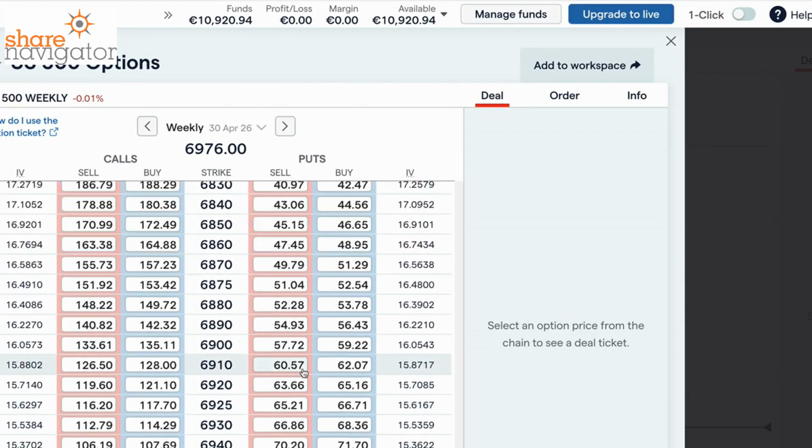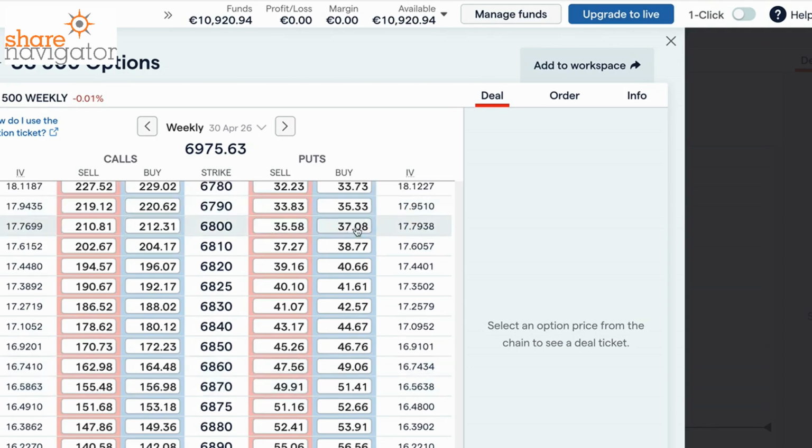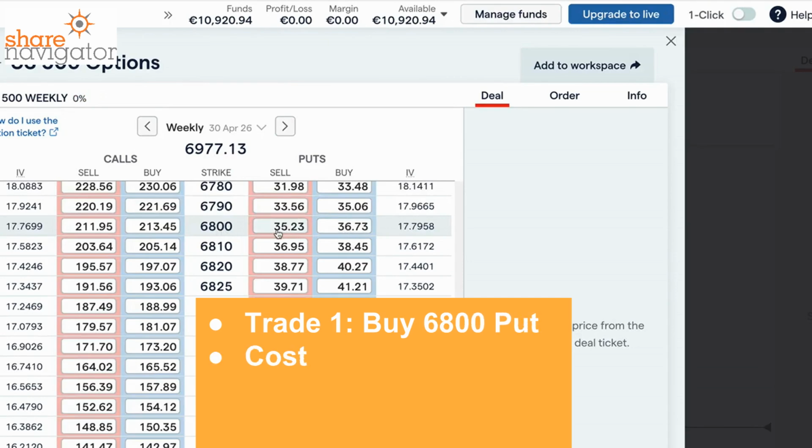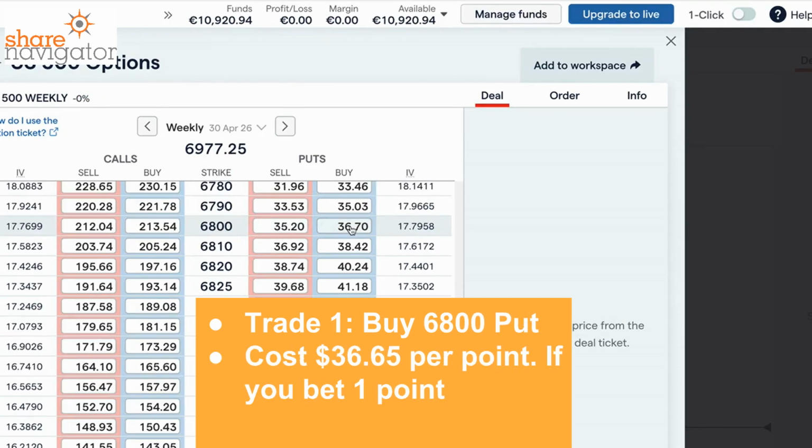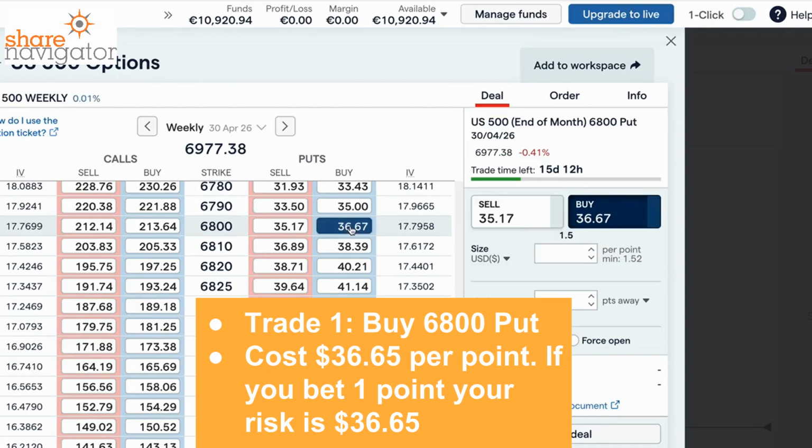Now if we go down to the 6,800 strike, you can see we're looking to buy the put option this time. I want to stress that we normally sell put options, but because we're implementing a low probability trade here, we're actually buying this put option for the first part of the bear put spread. So you have to do 2 trades separately.